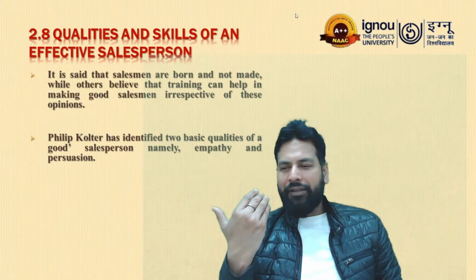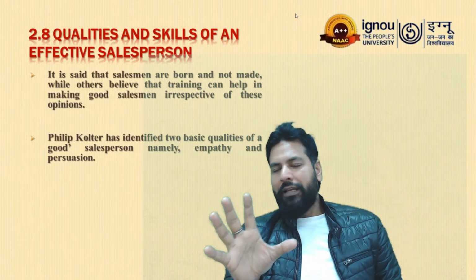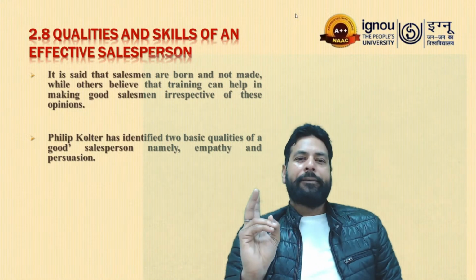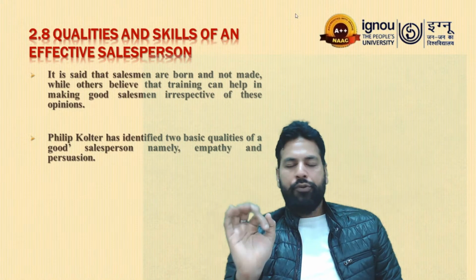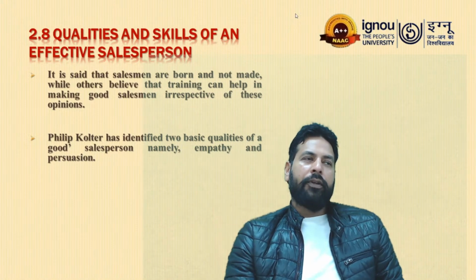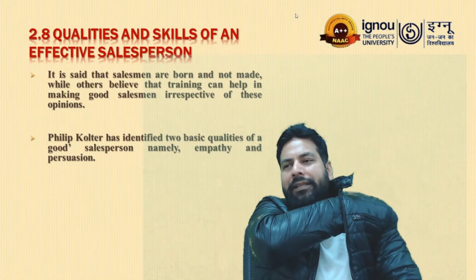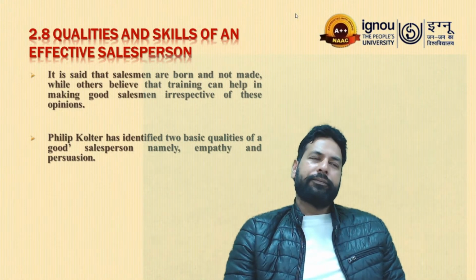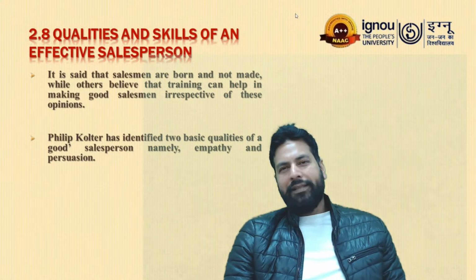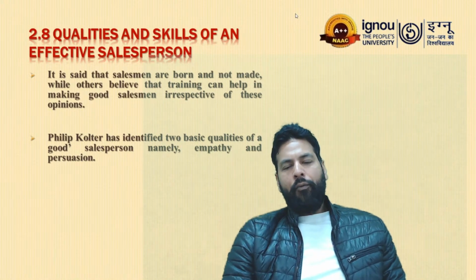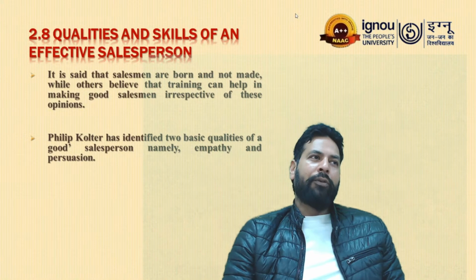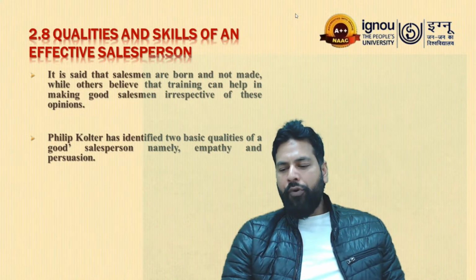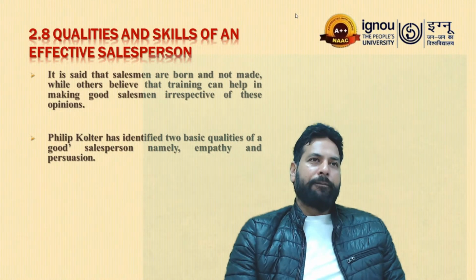The list is exhaustive. But if I have to quote Philip Kotler, he talks about only two vital qualities. That is empathy and persuasion. Now, empathy is very simple. Empathy means that you have to put yourself in the shoes of the customer: what he needs, what he will feel or what he feels about the problem, about my product. And once you are okay with that, then you try to persuade him.